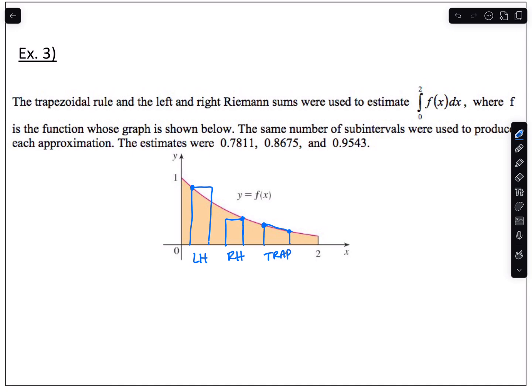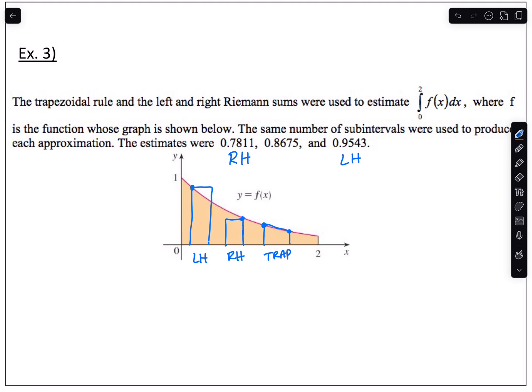So looking at the numbers that I have here, just going in sequential order, right? 0.7811 is the smallest, which would mean that it would have to be the under approximation. If it's the under approximation, it would have to be right-handed. If I skip over to 0.9543, that's the largest. That would have to be the over approximation, so then that would be the left-handed one.